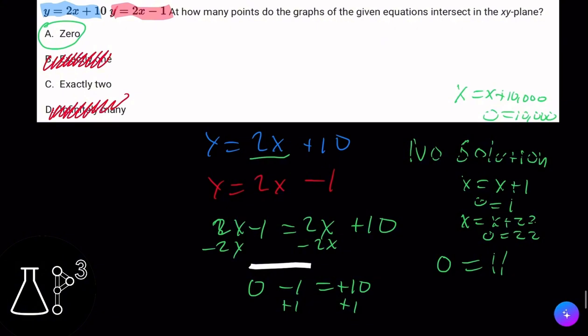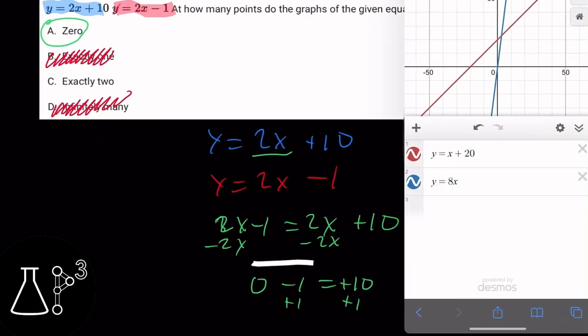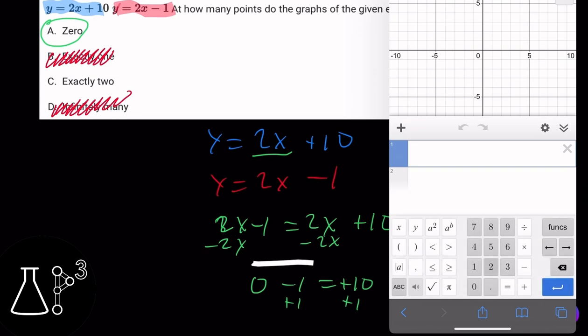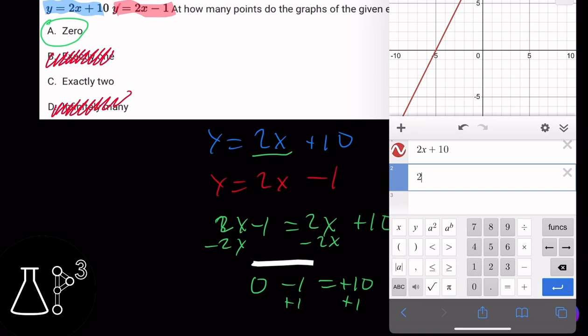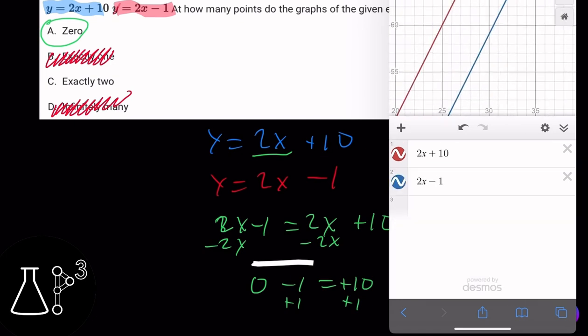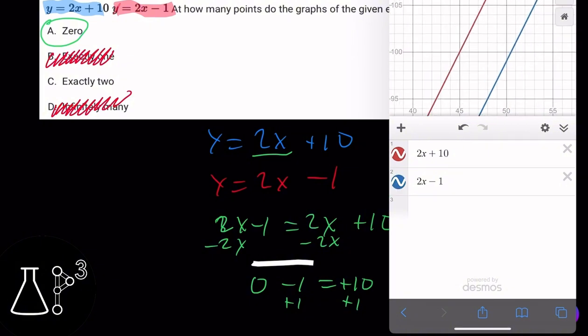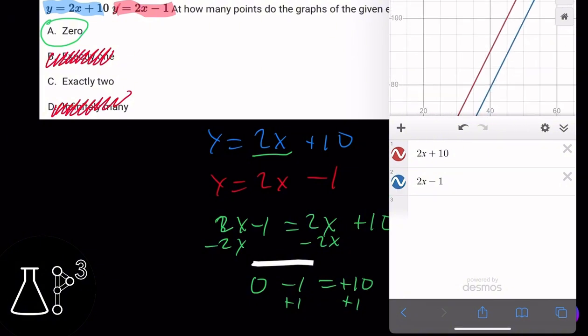And we can see that by plugging it into Desmos. If I plug in 2x plus 10 and I plug in 2x minus 1, they don't equal each other. So it has 0 solutions. And it's also because they have the same slope. If they have the same slope, that means they're going up at the same rate, and if they go up at the same rate, they're never going to touch, right? Therefore, my answer is A.